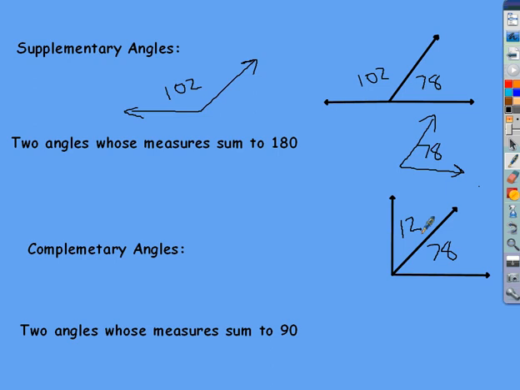Two angles whose measures sum to 90 degrees. Again, just as before, they do not need to be right next to each other. If I drew an angle over here that's 12 degrees, these two angles are complementary angles. They're not right next to each other, but 12 and 78 add to 90 degrees. So those two angles are complementary. Okay, supplementary, 180 degrees, complementary, 90 degrees. Let's look at an example.